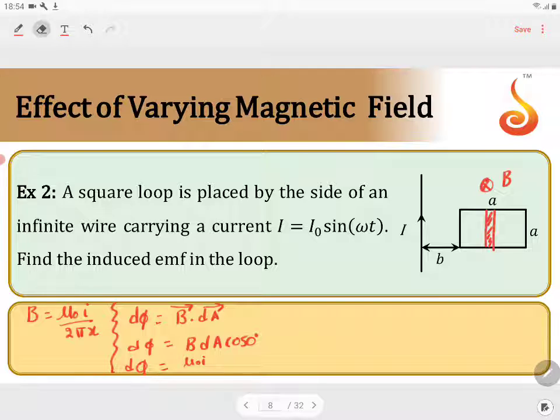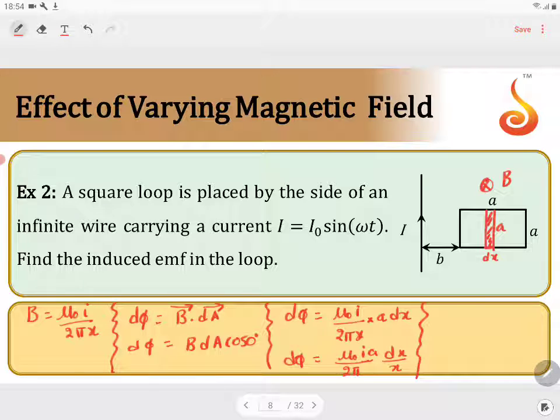So here the small amount of flux is given by d phi is equal to mu naught I by 2 pi x into dA. What is the dA here? The small area of the strip. So this side is a, and this dimension is dx. I assume that the width of the strip is dx. So the area is a into dx, and the small amount of flux is given by mu naught I by 2 pi, a dx divided by x.